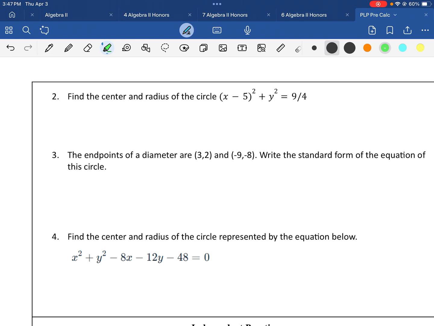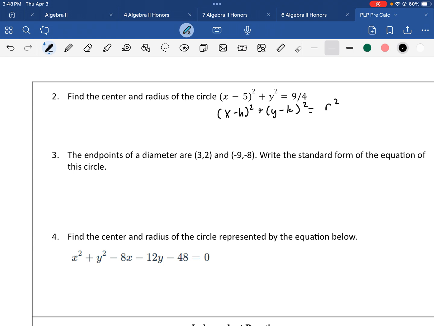All right. Find the center and the radius of the circle (x minus 5) squared plus y squared equals 9 over 4. You'll probably get tired of seeing me write this equation, but it's a good reminder to have.